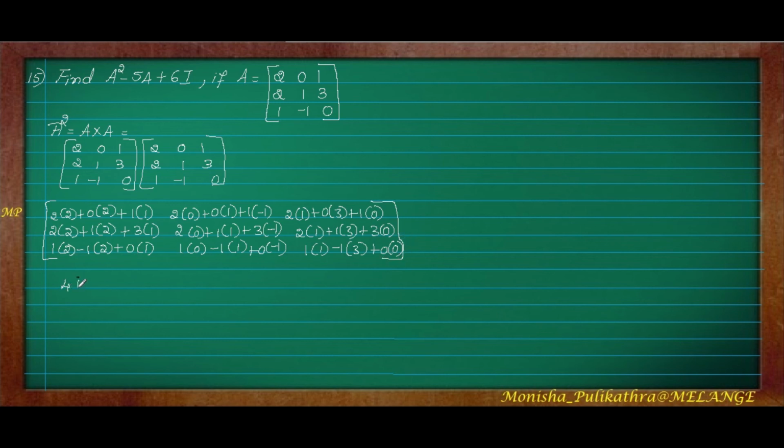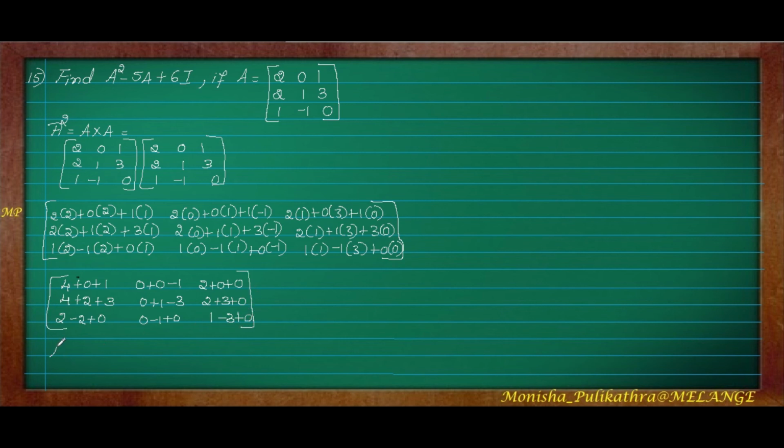So here 2 2s are 4 plus 0 plus 1. So 0 plus 0 minus 1 and 2 plus 0 plus 0. Next is 2 2s are 4 plus 2 plus 3. 0 plus 1 minus 3. 2 plus 3 plus 0. 2 minus 2 plus 0. 0 minus 1 plus 0 and 1 minus 3 plus 0.